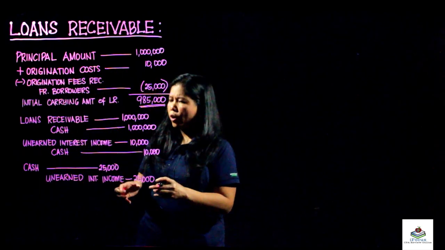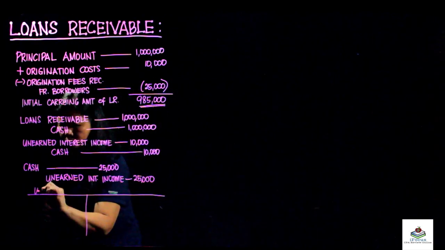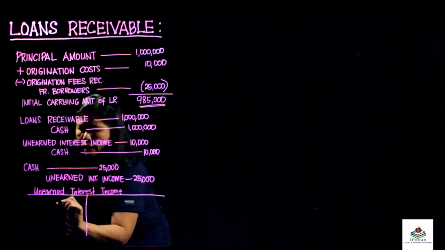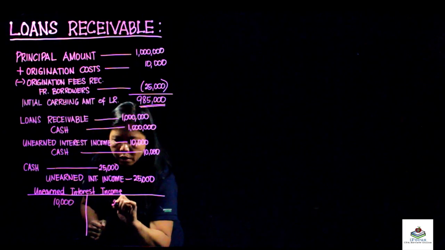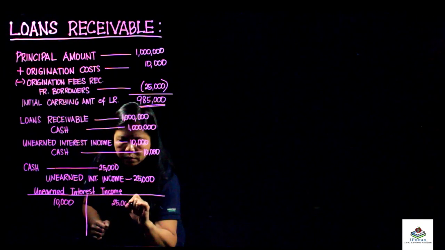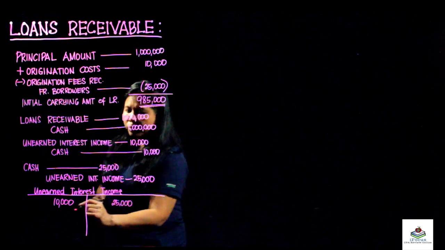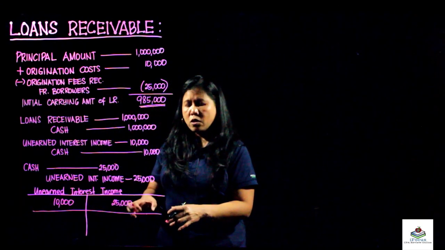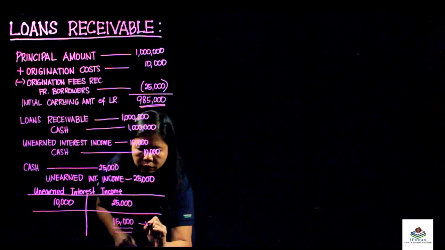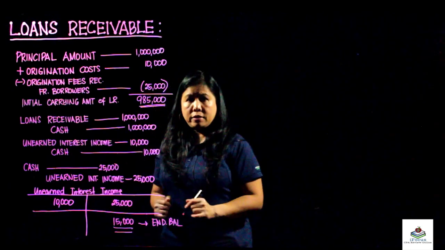When you see your unearned interest income T account, we have a debit of 10,000 and we have a credit of 25,000. So the ending on this unearned interest income will have a balance of credit side of 15,000. This is your ending balance of your unearned interest income.